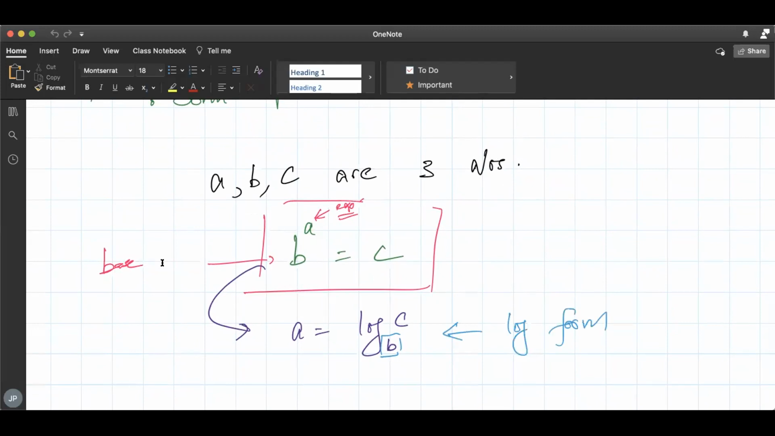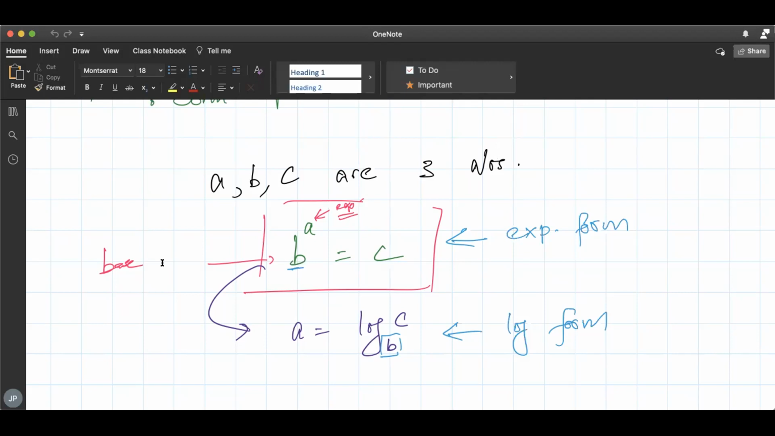Whether you write it in the log form or whether you write it in the exponential form, the base I have denoted by the same letter, B for base. B to the power of A is equal to C. Then A is log of C to the base B.